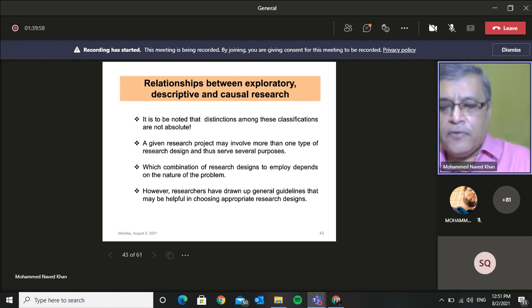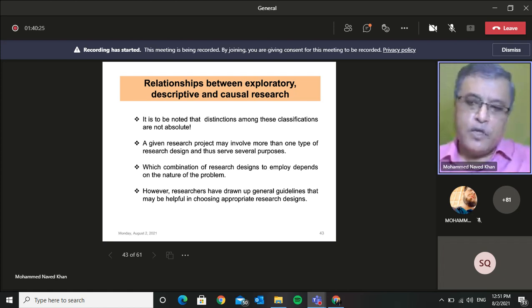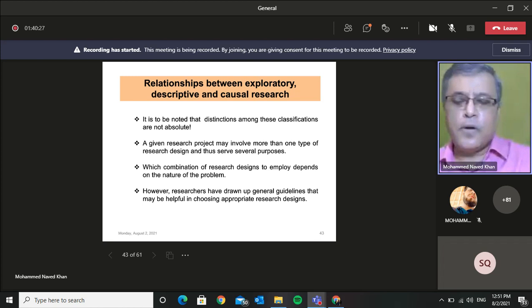Sometimes what we find is that in certain studies, the end result of a descriptive study or maybe a causal research is an exploratory study. Why? Because some aspects of your findings are such that they require in-depth probing, and that can happen only if you go for an exploratory design. So sometimes when you are starting with your research, you need to have an exploratory phase in that.